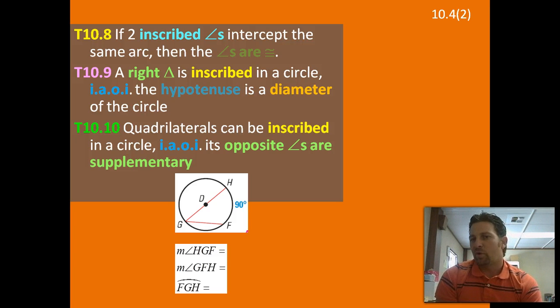If you have one angle on one part of the circle that intercepts an arc, and another angle starts in a different part of the circle but intercepts at the same spot, then those two angles will be congruent.